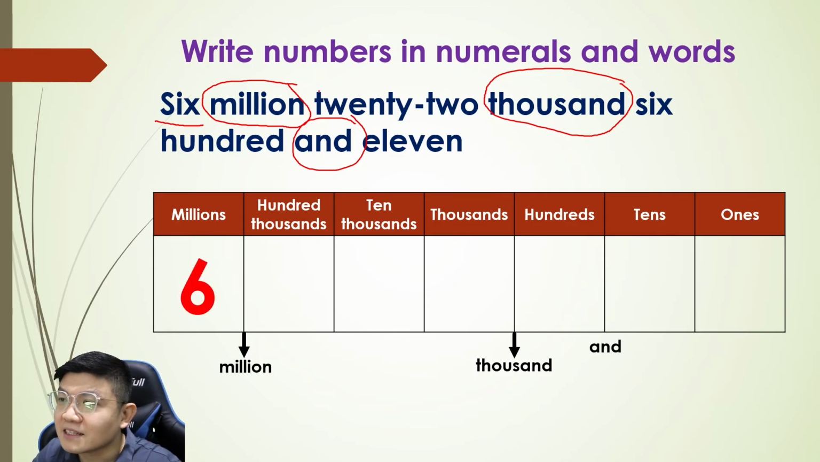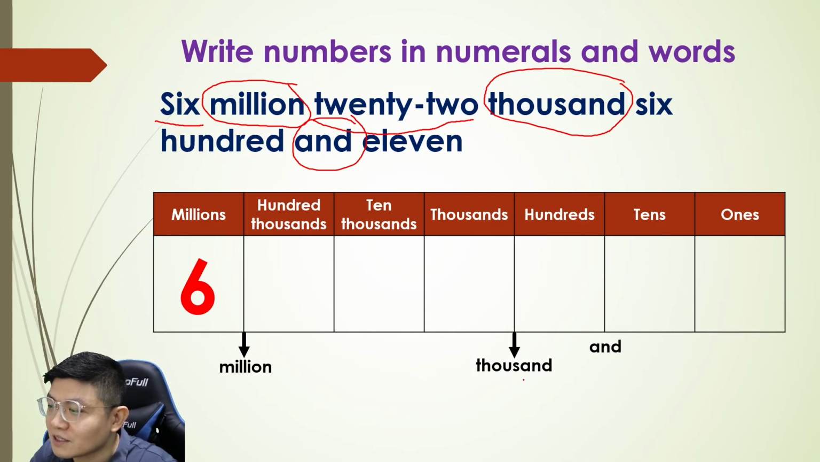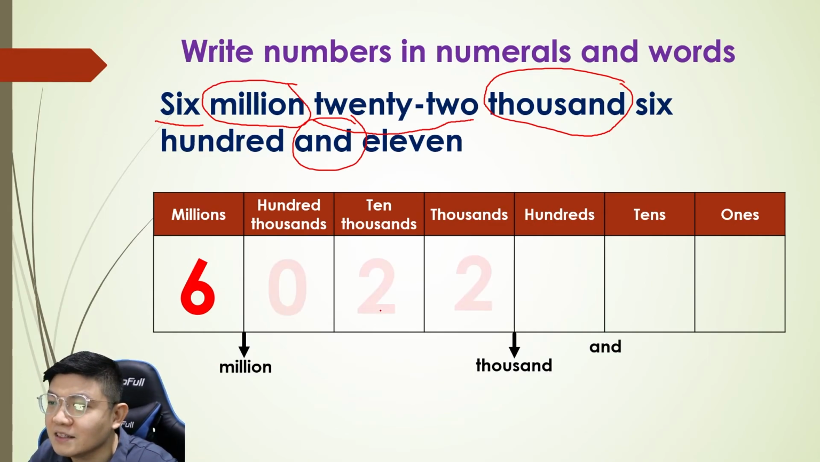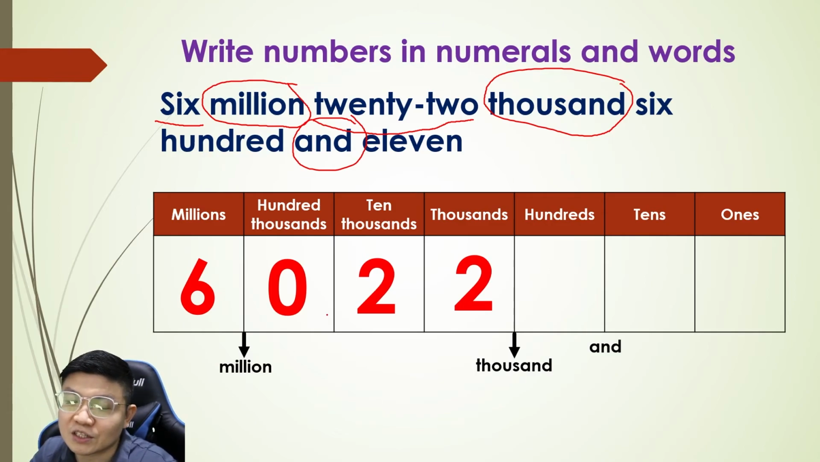Okay. Next, 22 here. 22. Okay. So 22 before thousand. So before the gate of thousand, you should be writing 22 here. So how do you write that? Writing 022. Why is there a 0 here? Because no hundred thousands for this. Therefore, you need to put 0. You cannot leave it blank. You cannot leave blank under 100,000. You must put 0. Right. Because 0 is a value.